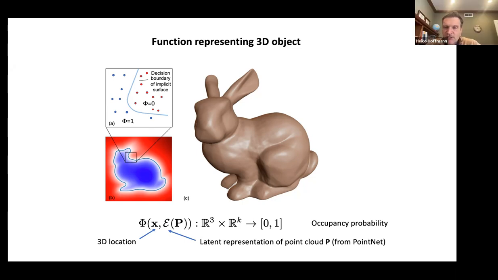But the P has to be what you currently see in the current scene. So this big epsilon is some latent representation that's for all object categories, all poses and partial point clouds. And this big psi, given that latent representation, tells you whether the point is inside or outside that full object.